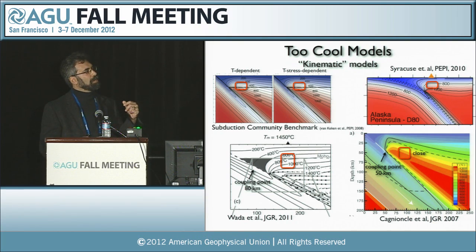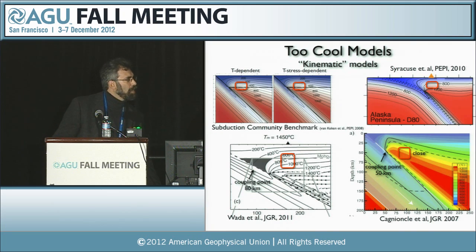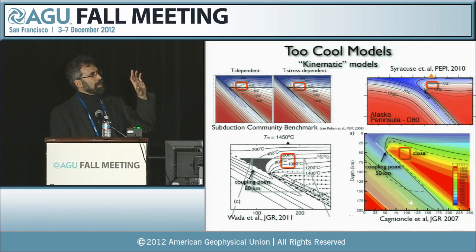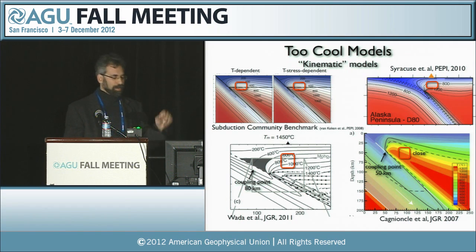Similar with this one, the Cagnon model. It's a little bit hotter. It was emphasizing melting, and it's hotter for two reasons. One, the coupling point was moved up to 50 kilometers, and the inflow temperature is a little bit hotter. But all of these are still colder than the estimates from the basalt. These are all kinematic models, in the sense that the geometry of slab and wedge are given by boundary conditions.